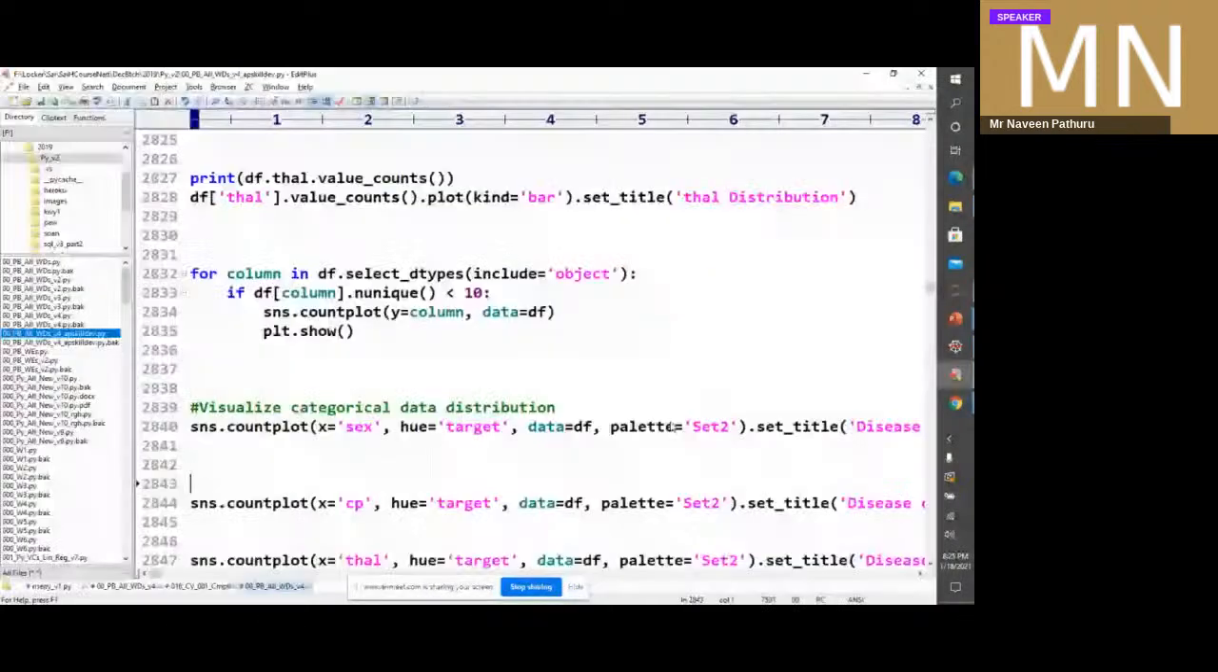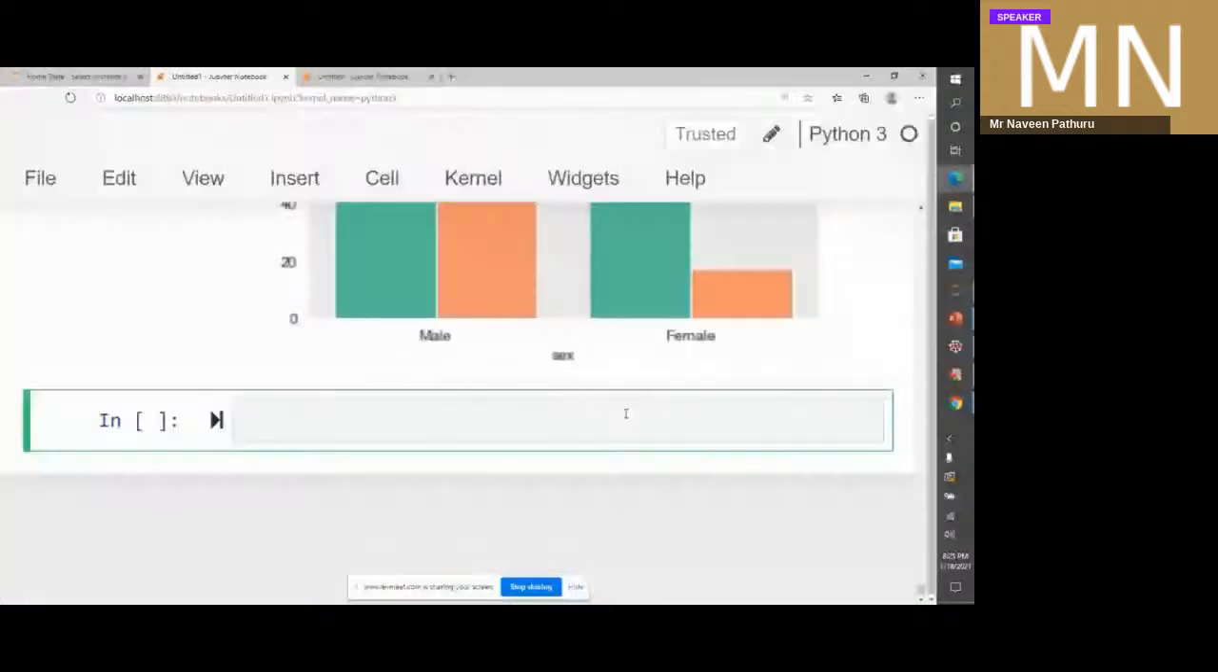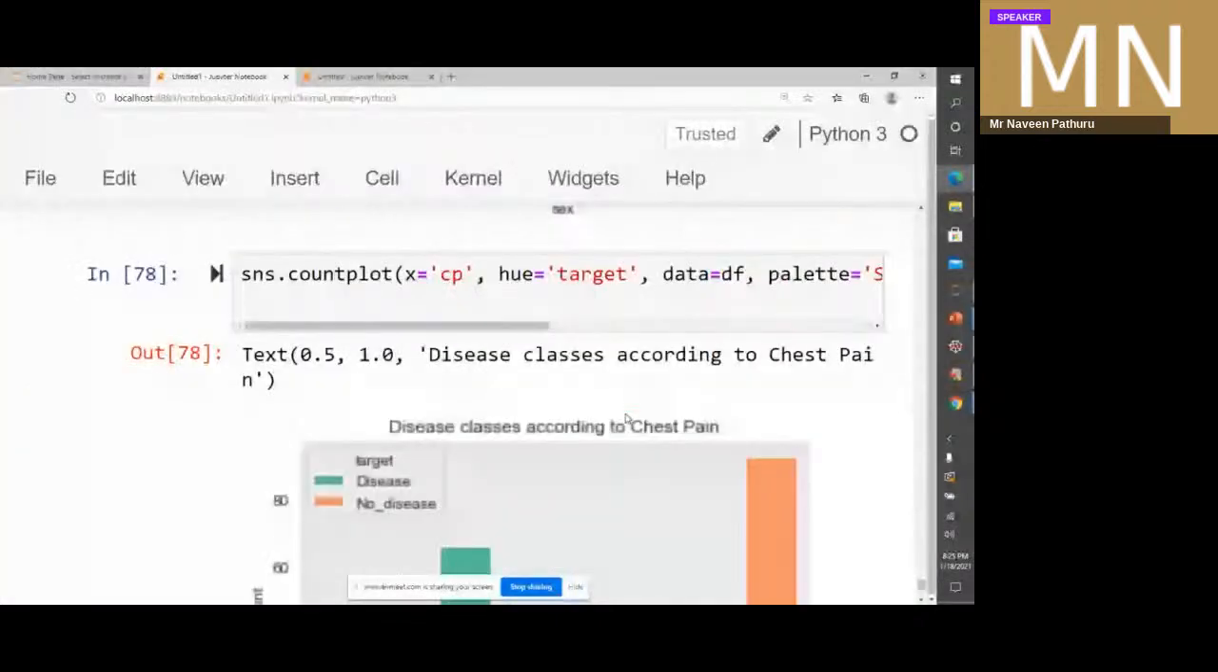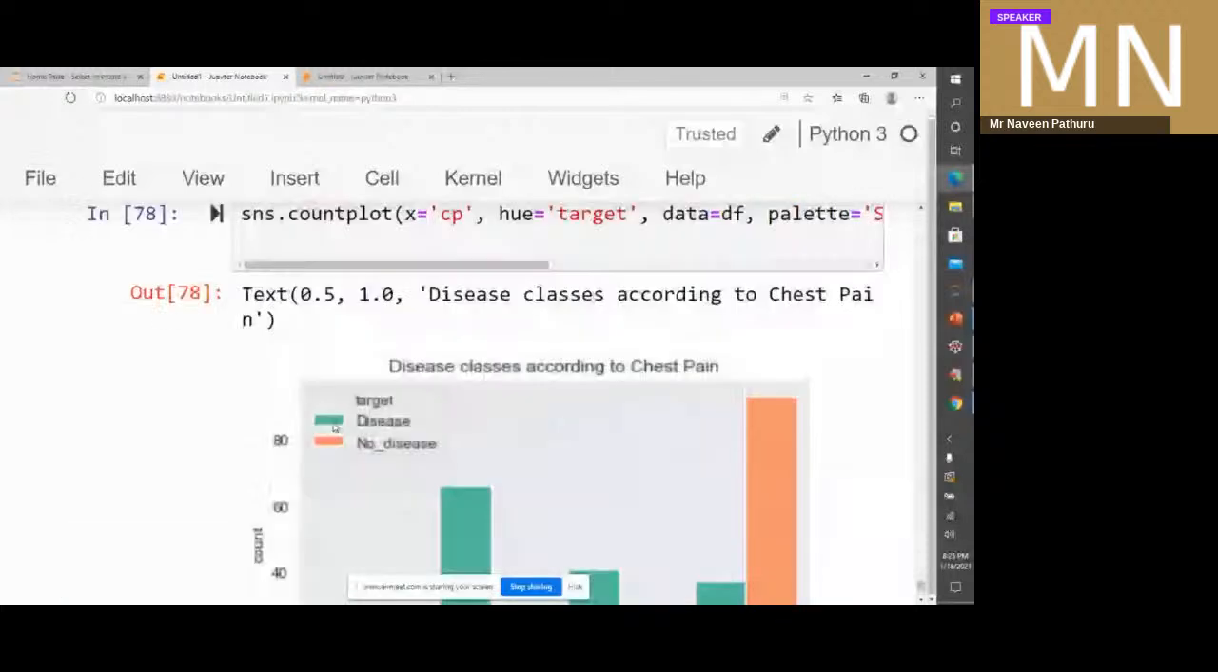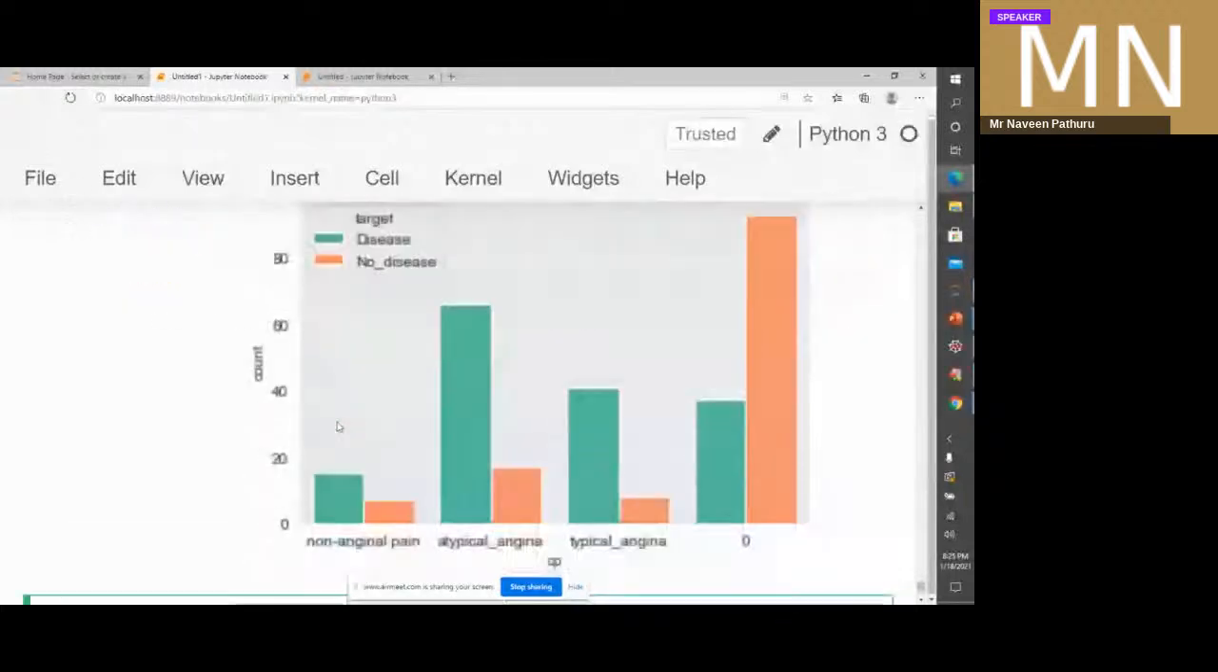Chest pain, again count plot, again bivariate analysis. We are analyzing two variables at one time. We are interested more in the green one. Notice here what's happening. Atypical angina. A lot of people, close to maybe 70 of them or maybe 65 of them, this is the one a lot of people reported.